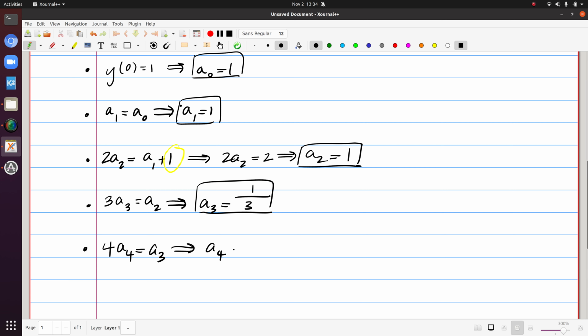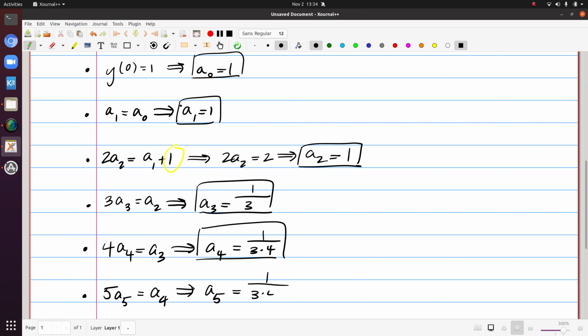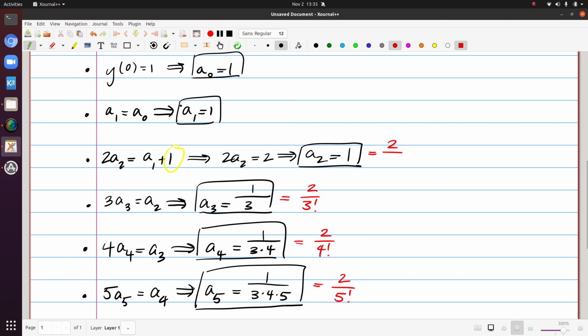Which means that a4 is 1 over 3 times 4. We would likewise get then 5a5 is equal to a4. So a5 is 1 over 3 times 4 times 5. What I can do at this point is take advantage of the pattern looking very familiar to what I had in the last example. And we've already established that if I have almost a factorial here, the only part missing is the times 2, that I can write that with a factorial as long as I put a 2 in the numerator. So we get this kind of pattern, and we get this here.